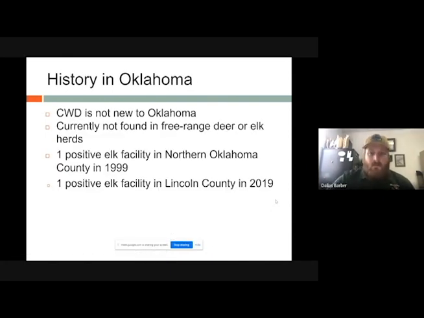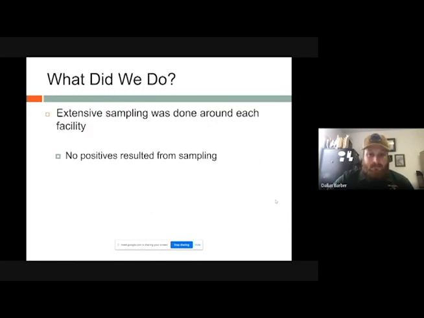So as you saw on the nationwide map that I posted up, CWD is not something new to Oklahoma. Fortunately, we have not found any CWD positive animals in our free range deer or elk herds in Oklahoma. We've had one positive elk facility in northern Oklahoma County in 1999, and we've also had one positive elk facility in Lincoln County in 2019. And since that case in 1999, we have tested over 12,000 native wild deer and elk, and have yet to have a positive.